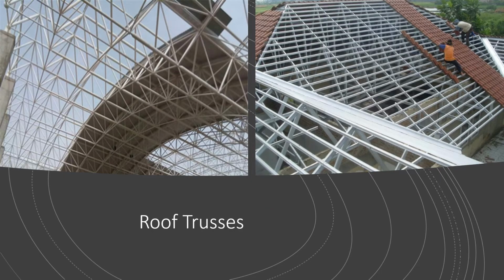Another example of roof trusses here, if you can see in the stadium area, this is a type of roof truss structure, and here is one for a house. And here what I want to show you is this vertical line. This is what we call a purlin, connected to the top chord of the roof truss.